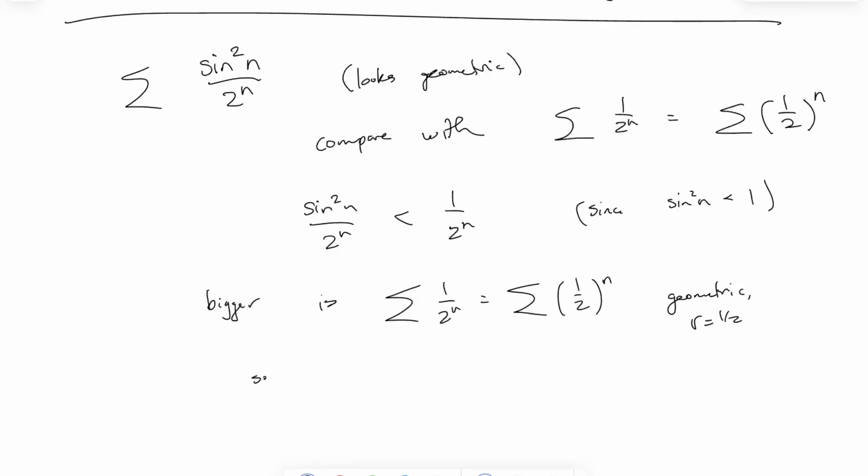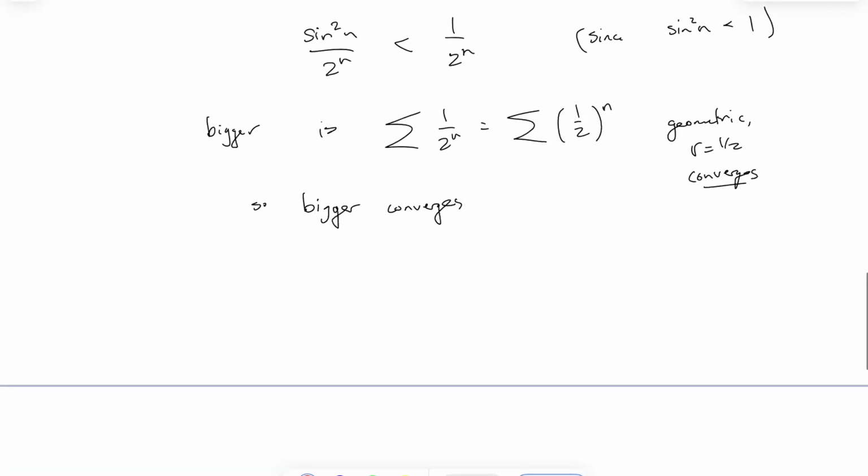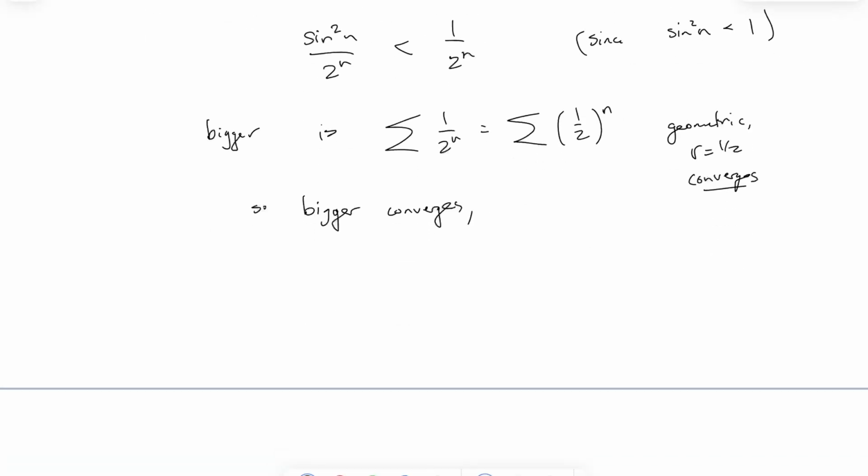It does converge. Remember, the rule is absolute value of r less than 1 means it converges. So this one converges. And so the bigger converges. So that means the smaller also converges. And that's what we started with. Sine squared n over 2 to the n converges. All right, this is how we do it.